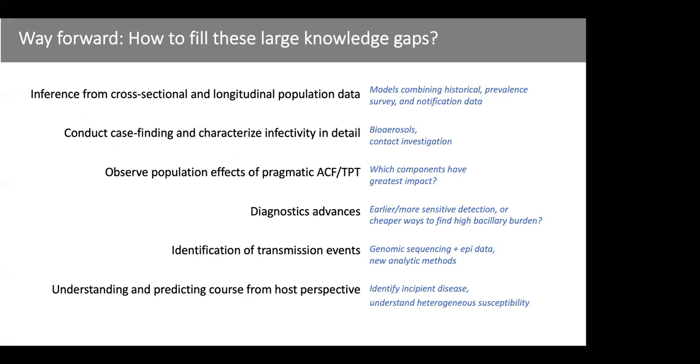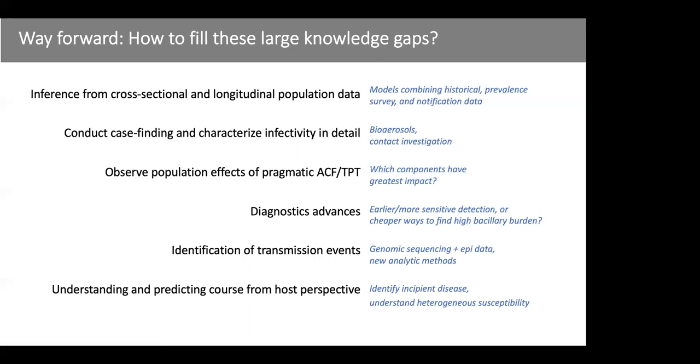I think there's a potential for operational research as active case finding and preventive therapy efforts begin to get more attention. I think there's potential to observe at large scale the population effects of those sorts of efforts, and particularly to do things like comparing active case finding with symptoms alone versus active case finding strategies that incorporate something like mobile chest X-ray to understand which components are having what amount of impact.